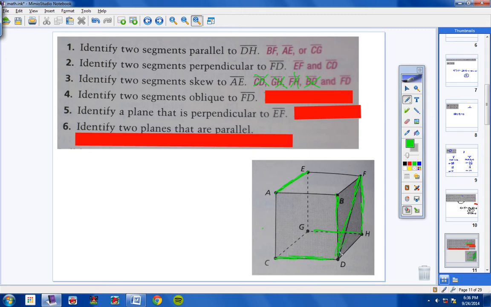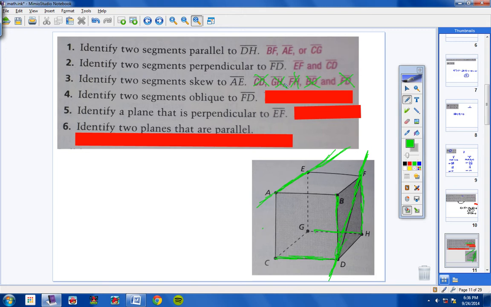FD would continue running this direction here and this direction here, and it would never intersect AE. It looks like they would intersect out here, but they really wouldn't, because remember, be careful, this one's going further back and this one's really going up in the air. They would not intersect, okay? And they're not in the same plane, so FD is definitely skew.